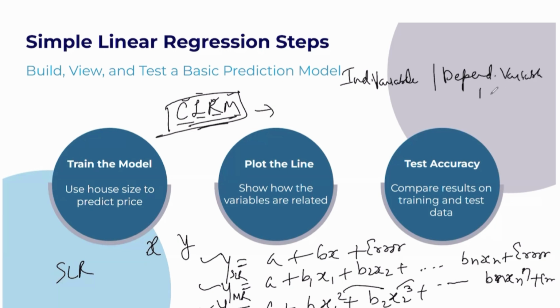The dependent variable is also known as the target variable, or the predictor. The independent variable is basically nothing else but the x items, x1 to xn. We can have multiple independent variables on which the target variable is dependent.